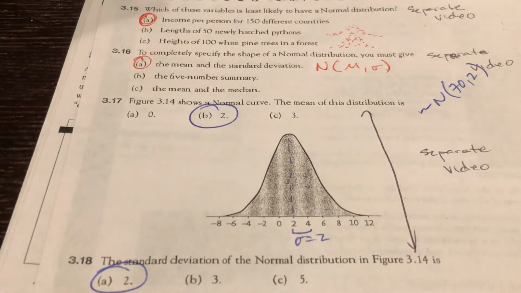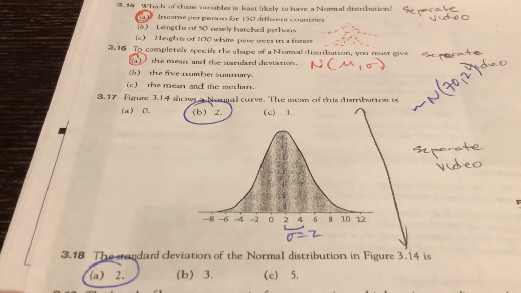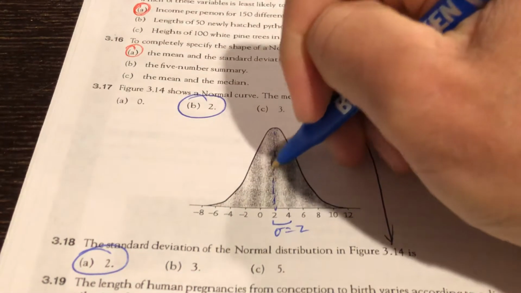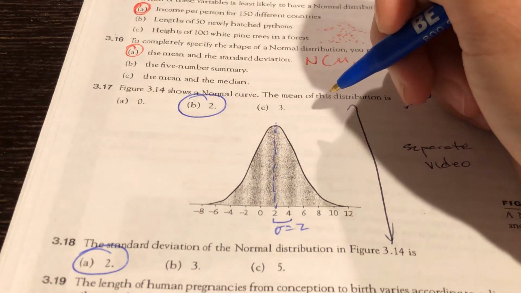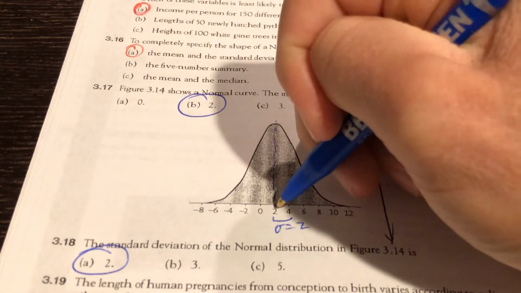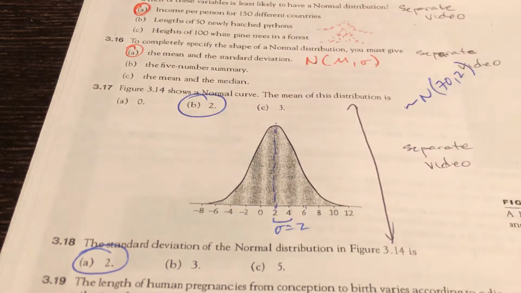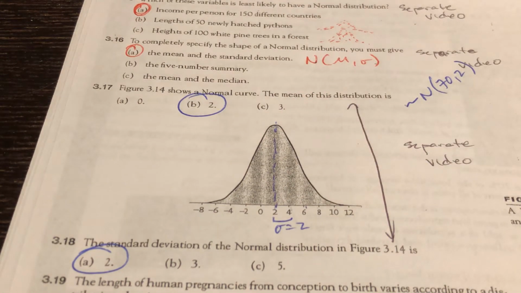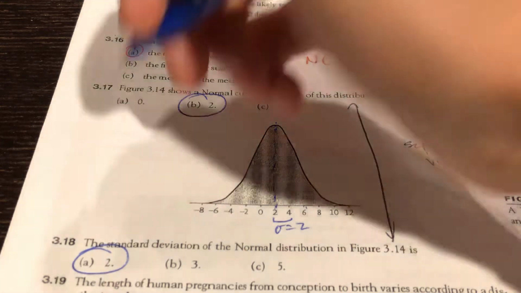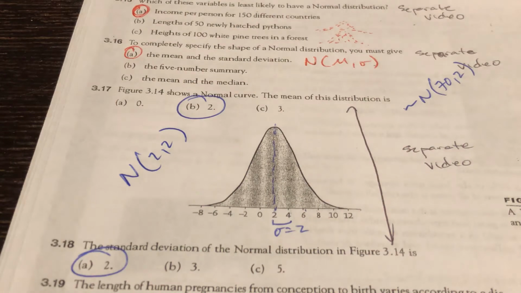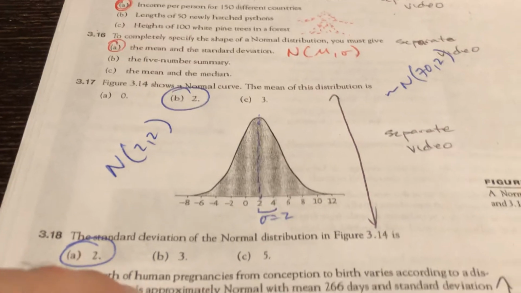So figure 3.14 shows a normal curve. What is the mean of the distribution? Just look in the middle. Go straight up. It's 2. And look at the difference there. Every little hash represents another standard deviation. So the standard deviation is also 2. So this would be normal with a mean of 2 and a standard deviation of 2. That's how we would write it.